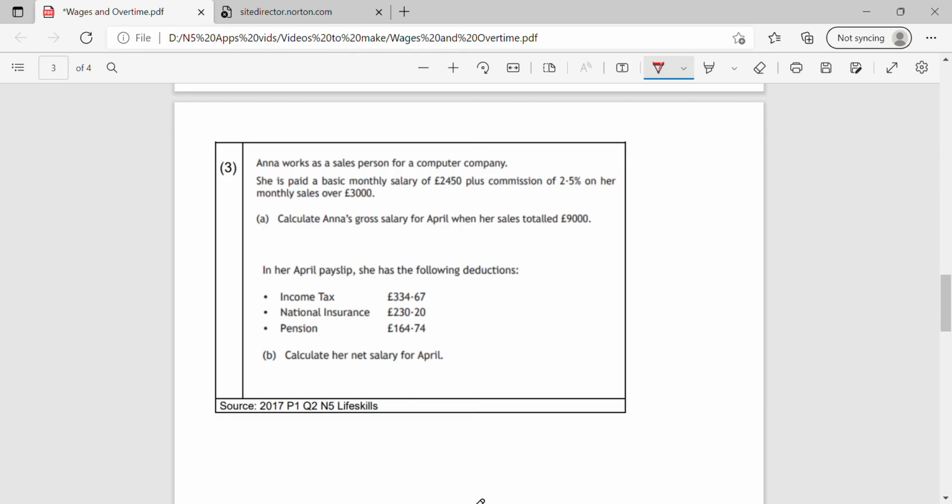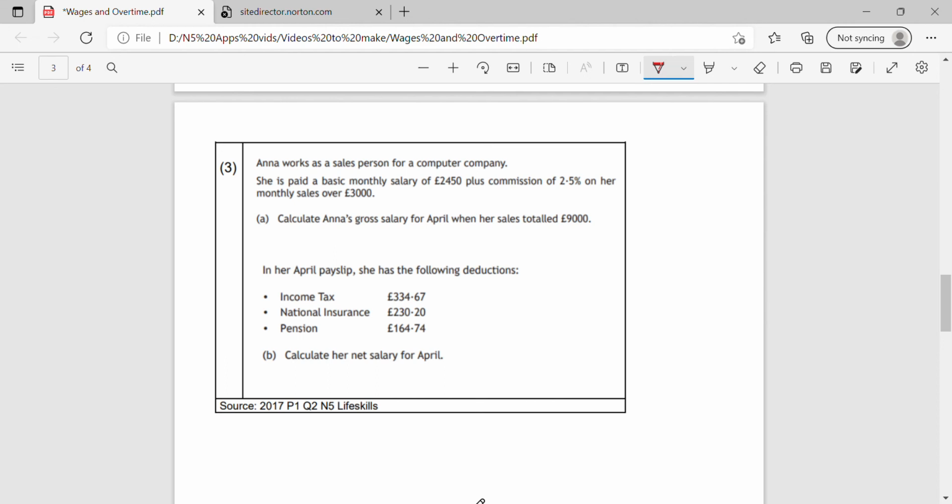She's paid a basic monthly salary of £2,450 plus commission of 2.5% on her monthly sales over £3,000. So for any amount she goes above £3,000, she's getting 2.5% of that paid, as well as her salary. So part A says calculate her gross salary for April when her sales totaled £9,000.